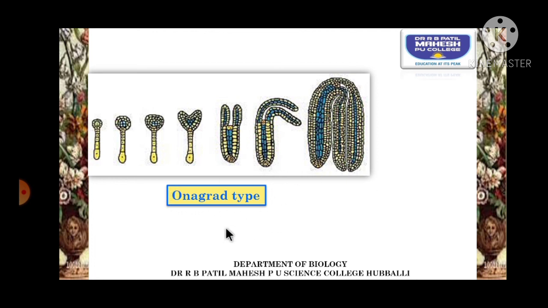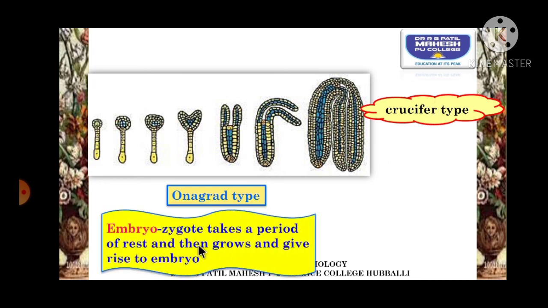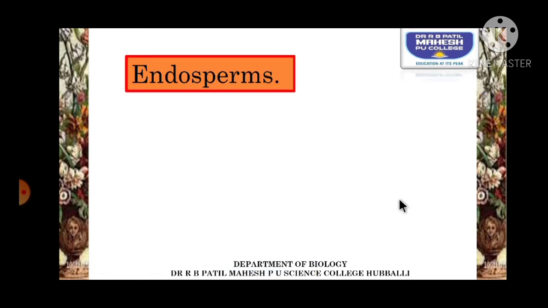In that, the first one is called the Ab initio type of endosperm. This is extra, actually, we will discuss it in the NEET classes. It can also be called the crucifer type of endosperm. What happens here? The embryo zygote takes a period of rest and then grows and gives rise to the embryo. So the zygote is going to have a rest period.